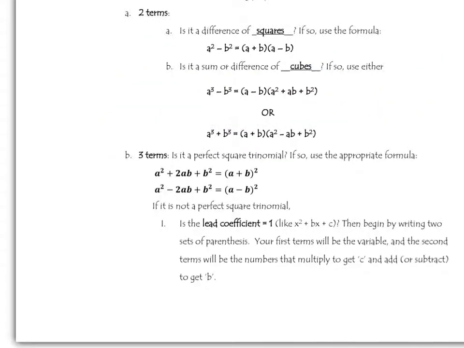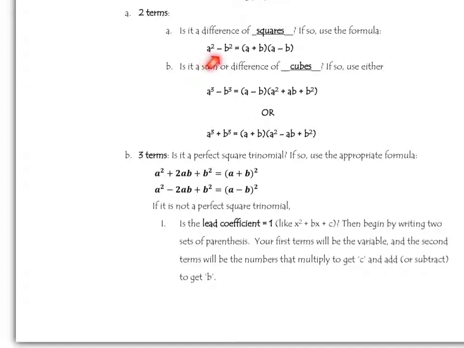If it isn't a difference of squares, a sum of cubes, or a difference of cubes, then you ask yourself, is it a perfect square trinomial? Before you go to this, notice a difference of squares, a difference of cubes, and sum of cubes are all binomials, meaning they have two terms in them. So that's a clue to you. If it has two terms, you may be able to factor it using one of these three formulas.